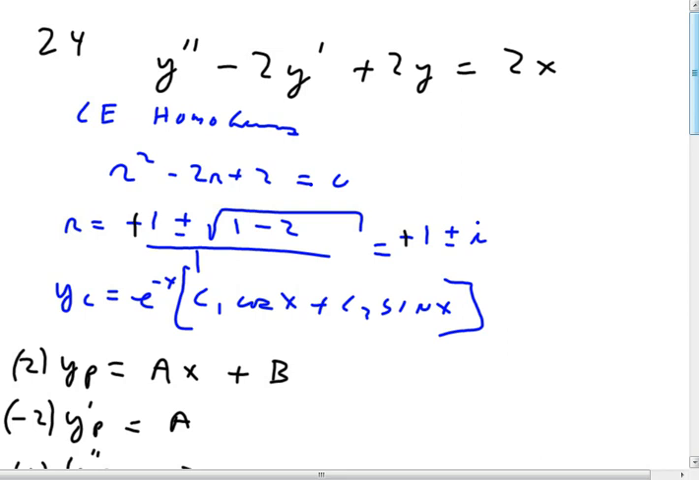What if my forcing function was tangent x? Opposed, right? Because I can't find all the derivatives of tangent x. I have an infinite number of them. Or what if I had secant x, or cosecant x, or cotangent x? Well, toward the end of chapter 2, we have another method that we're going to use.